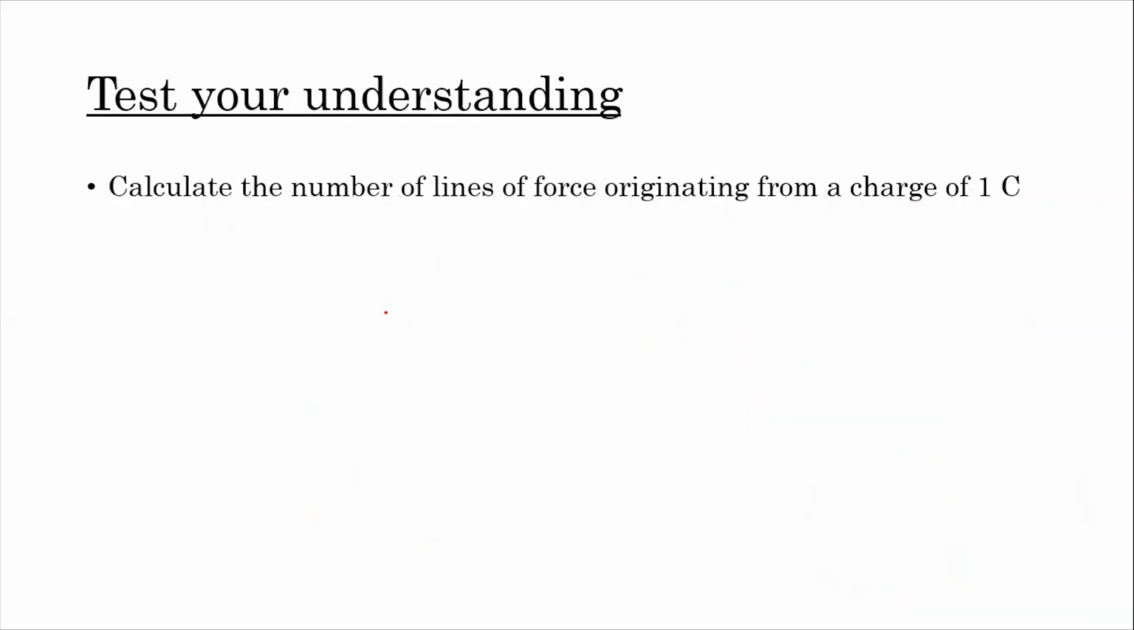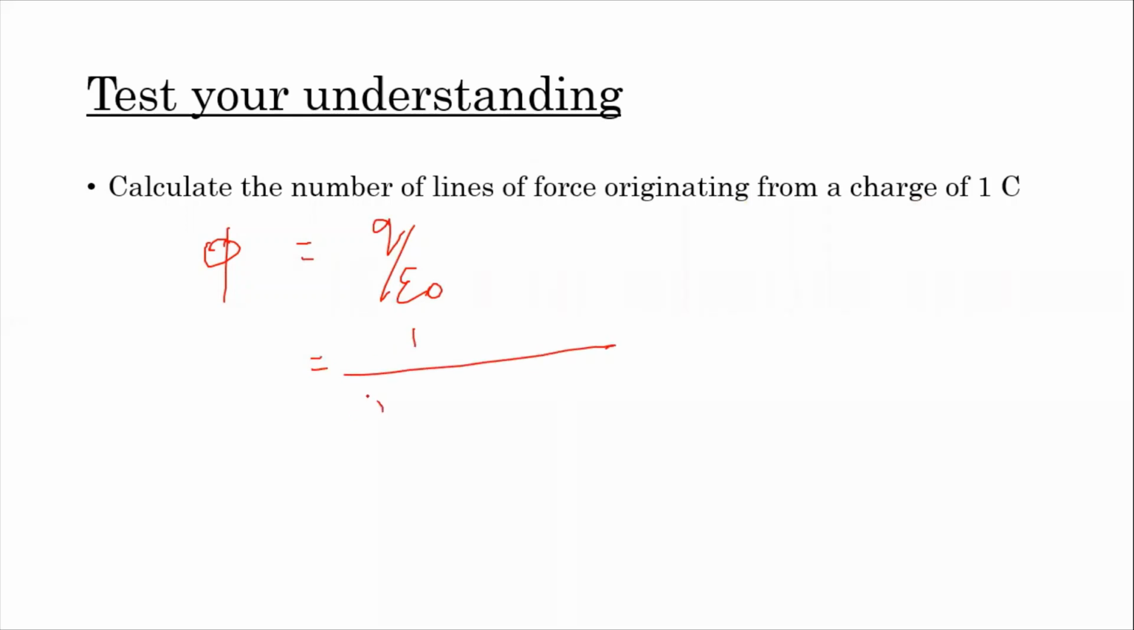With this, let us do some numericals to test our understanding quickly. Calculate the number of lines of force originating from a charge of 1 coulomb. So you are asked to calculate the number of lines of force. You know that phi is equal to Q by epsilon naught. So Q is 1 coulomb, right?